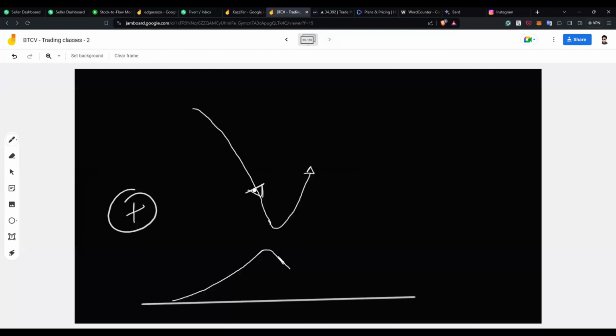And now there's one more indicator which I want to discuss, which is basically Bollinger Bands. You might have heard about Bollinger Bands actually. Wait a minute, let me put it on the screen.